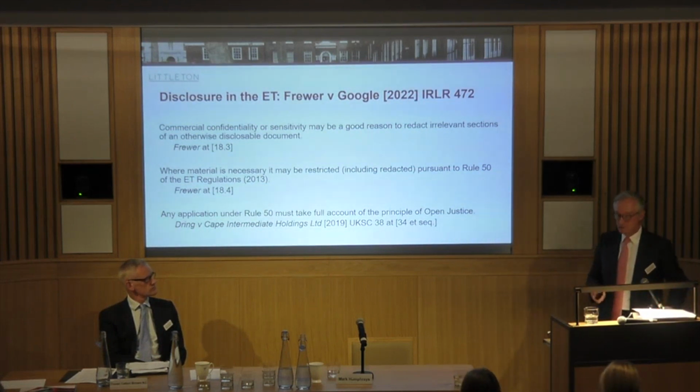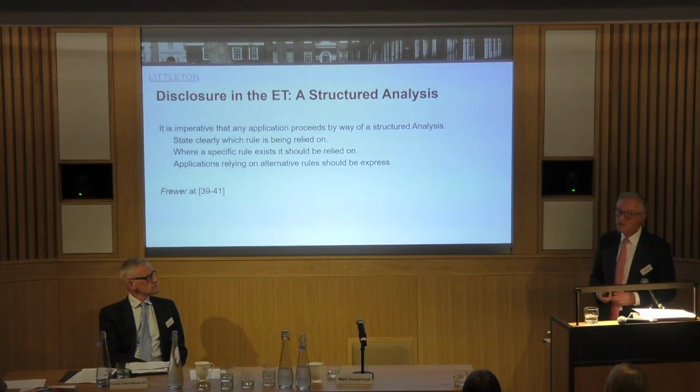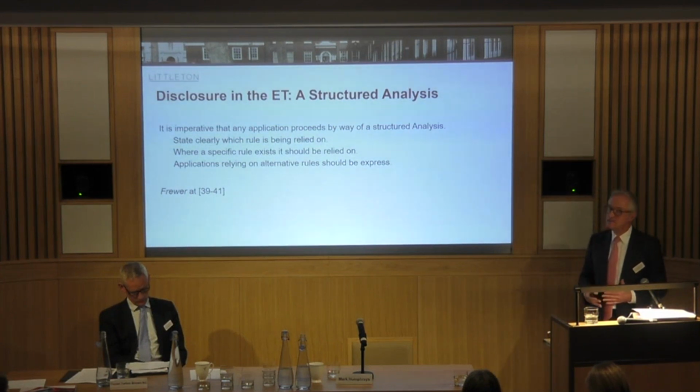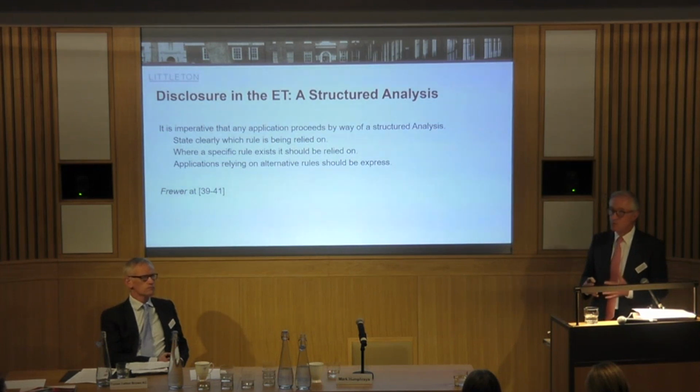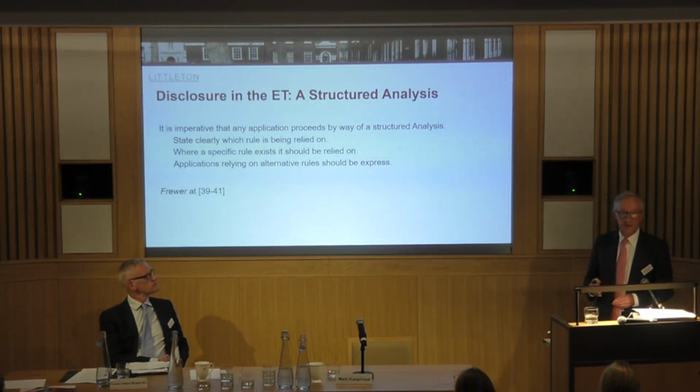How do we proceed in applications for disclosure in that particular context? Well, what the EAT said was that the application that succeeded in the first instance didn't expressly identify the relevant rule upon which the order was sought. And there was a sense of a generalized request for restriction. That is not okay. It comes back to the principles that we started with a few minutes ago.